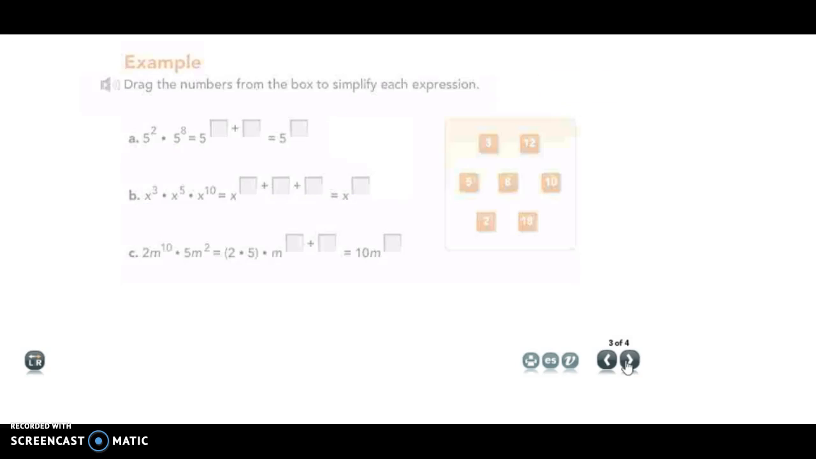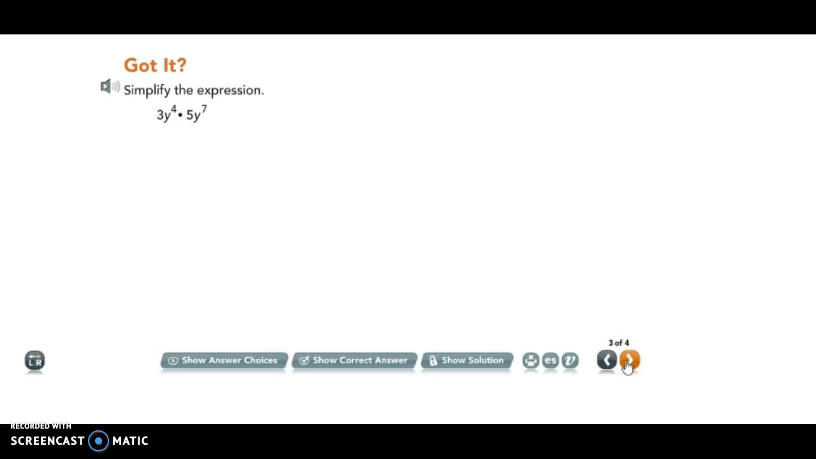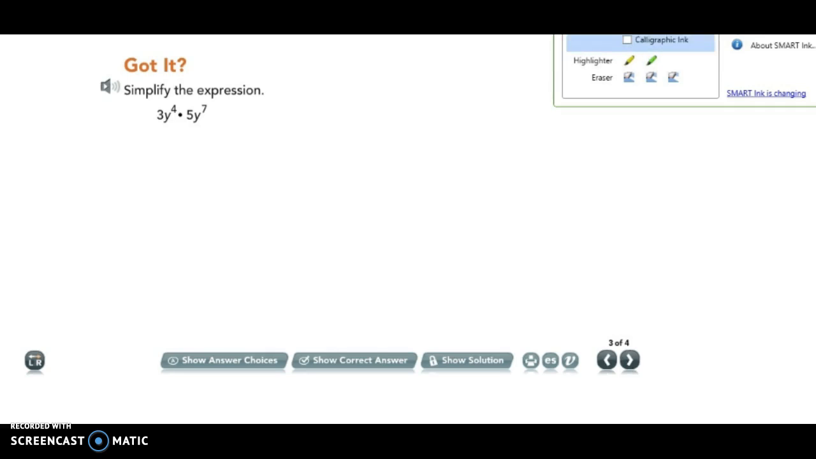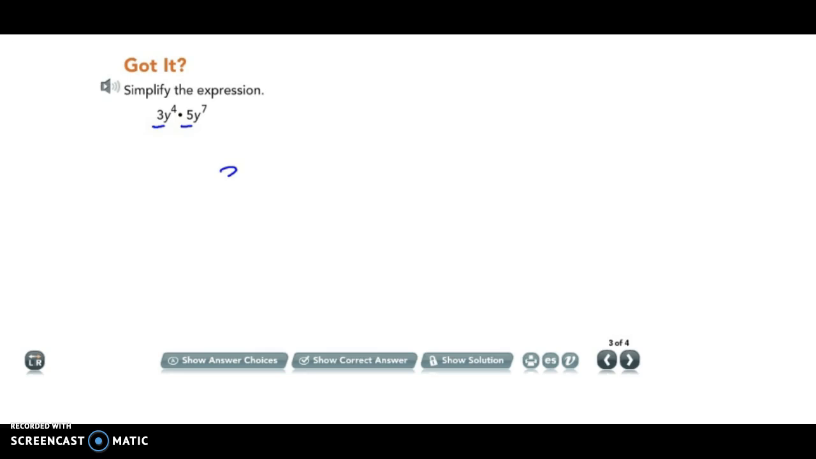Okay, on this one, we're going to have to pay close attention to where our numbers are as well. So we have a 3 and a 5, and then we have a y to the 4th and a y to the 7th. So we're going to keep them separated. So we have 3 times 5, which is 15. We have y to the 4th and to the 7th, so we're going to add those exponents. So we have y to the 11th. So 15y to the 11th is going to be our answer.